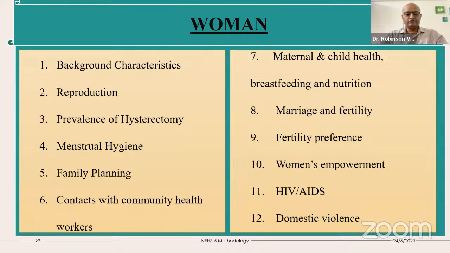For domestic violence, we asked one eligible woman per household, randomly selected, and if any history of gender violence or spousal violence was present, we provided them with a list of appropriate local organizations.